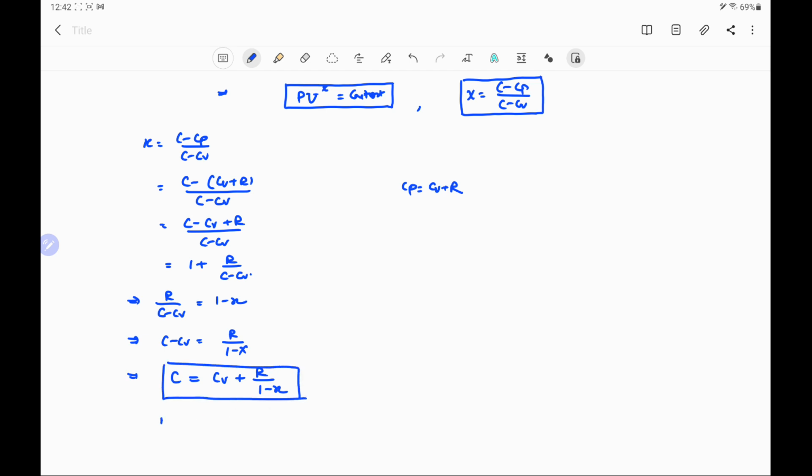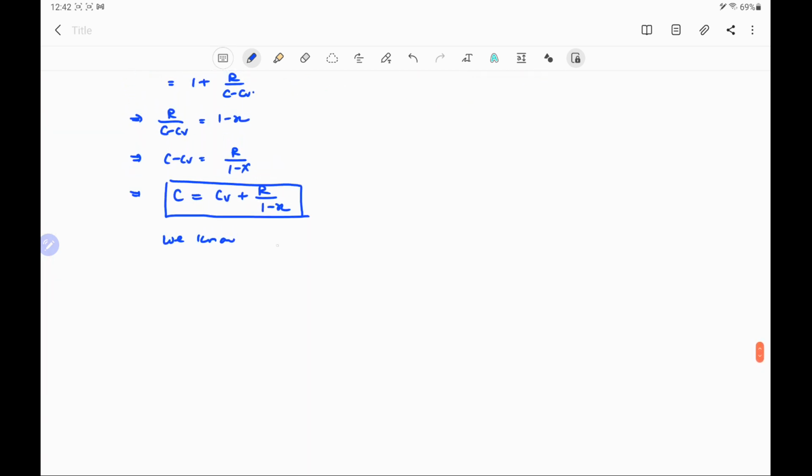As we know that Cv is equal to R/(gamma - 1), therefore we can write C = R/(gamma - 1) + R/(1 - x).